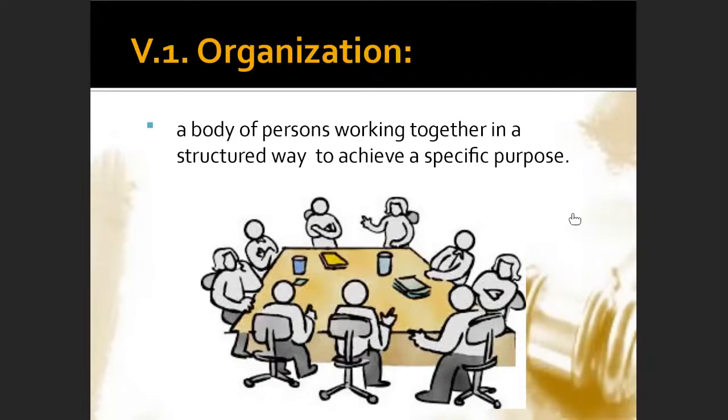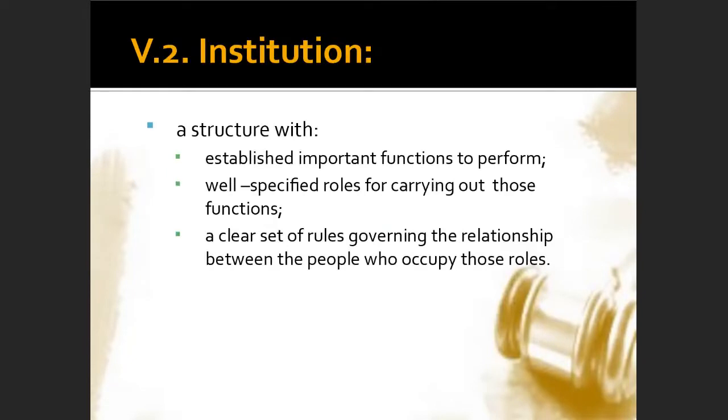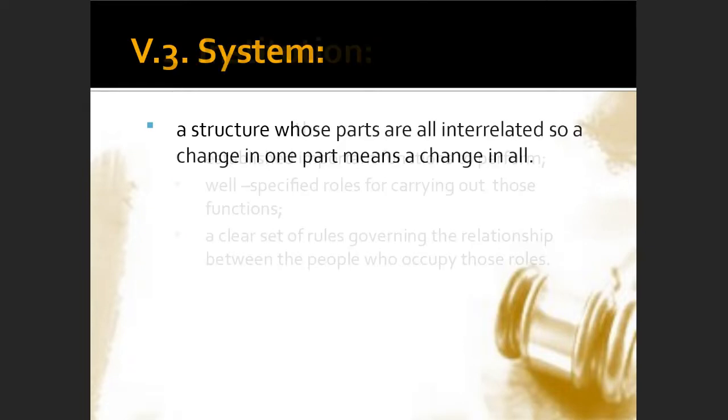Now, give it a notch higher, you will have now an institution. An institution is a structure with established important functions to perform, well-specified roles for carrying out those functions, and a clear set of rules governing the relationship between the people who occupy those roles. So here, in the case of institution, it is more formal than the organization, and it was also created, or generally created, longer than the organization. And usually this involves more people as well. Okay, an institution, for example, would be the government as an institution. We would also have the school as an institution, and then the next one we have the system.